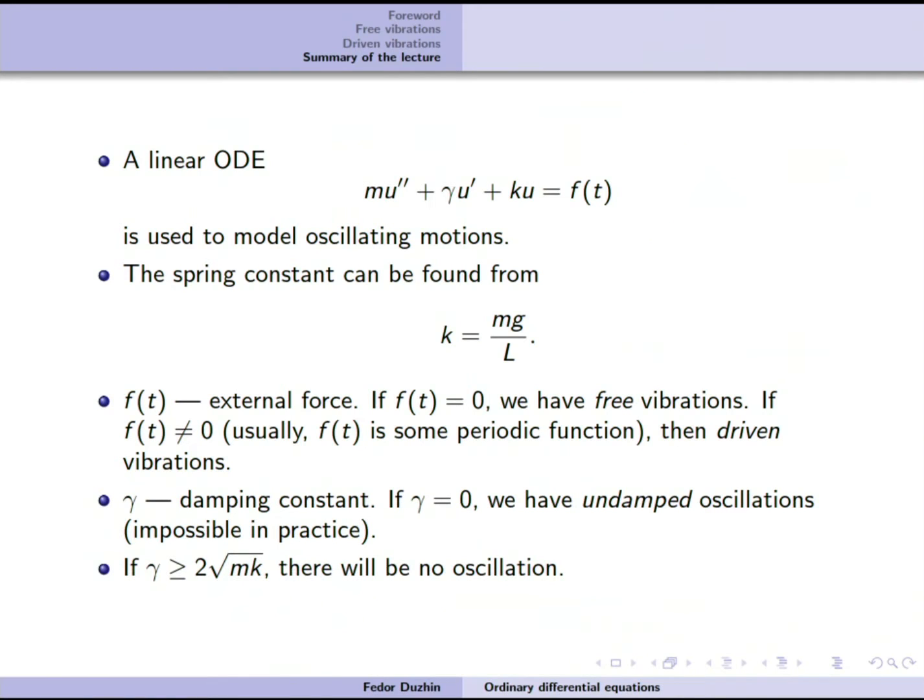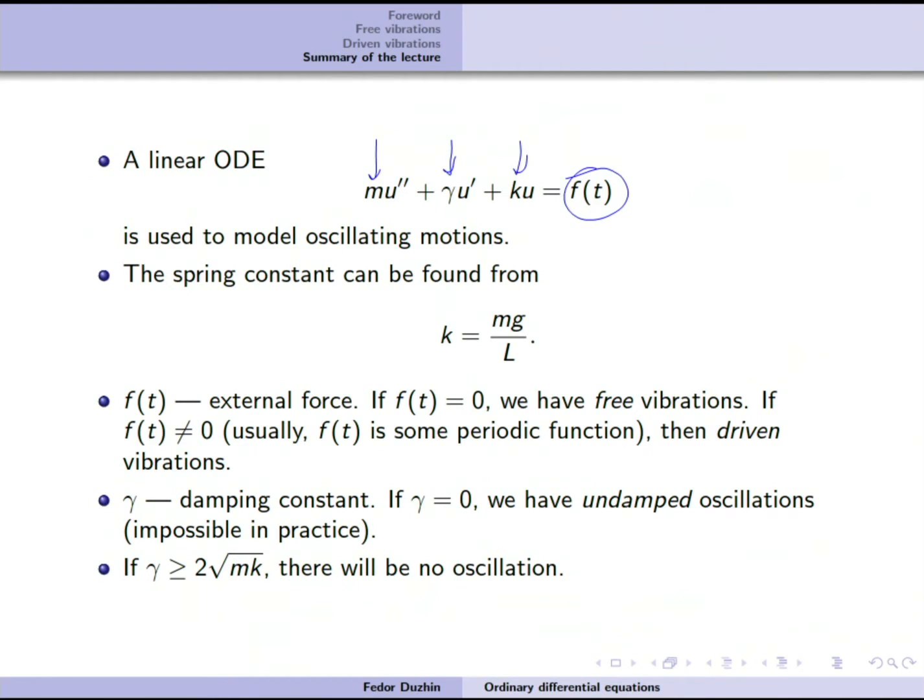All right, let us summarize what we've learned from today's lecture. A linear second-order differential equation with constant coefficients can be used to model oscillating motions. The coefficients have some specific physical meaning, right? So m is the mass, gamma is the damping constant, and k is the spring constant. And the right-hand side is then called the driving force.